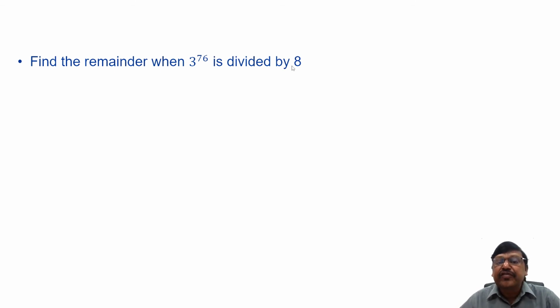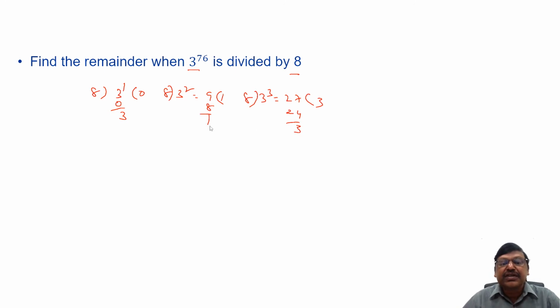3 power 76 divided by 8. Again, for powers of 3 divided by 8, what are the remainders? What is the pattern? 3 power 1 divided by 8. 8 ones 8, remainder is 3. 3 square 9 divided by 8. 8 ones 8, remainder 1. 3 cube 27 divided by 8. 8 3s are 24, remainder is 3. You can see the remainder repeated.